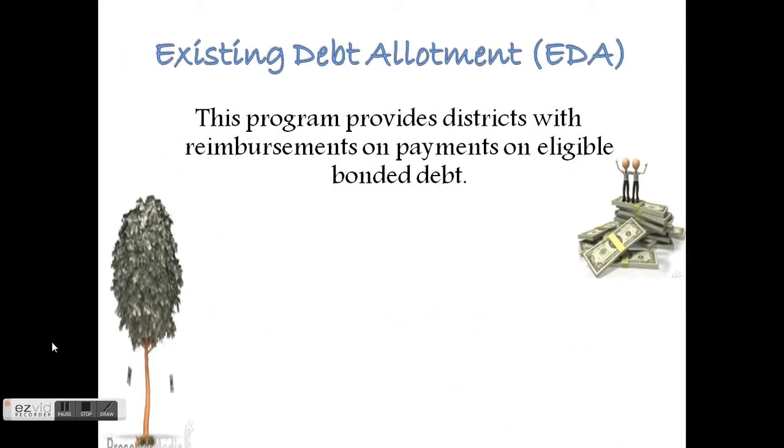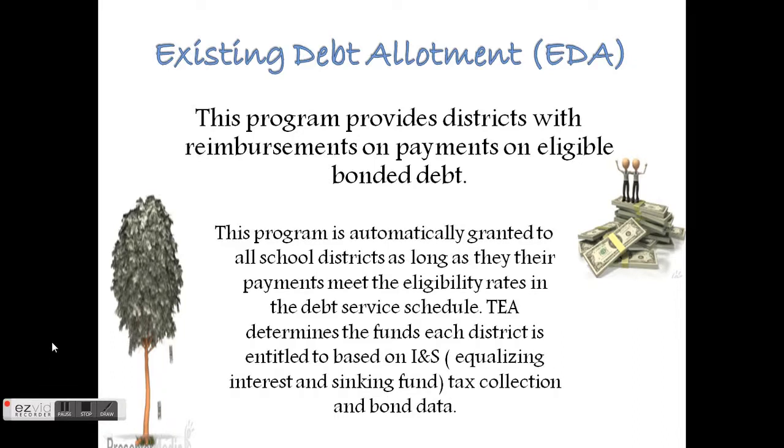The next program is the Existing Debt Allotment Program. And it is exactly what it says. It is for existing debt. This is for reimbursements on payments that are eligible bonded debt. And this program is automatically granted to all school districts as long as their payments meet the eligibility rates in the debt service schedule. TEA determines the funds each district is entitled to based on equalizing interest and sinking fund, tax collection, and bond data.